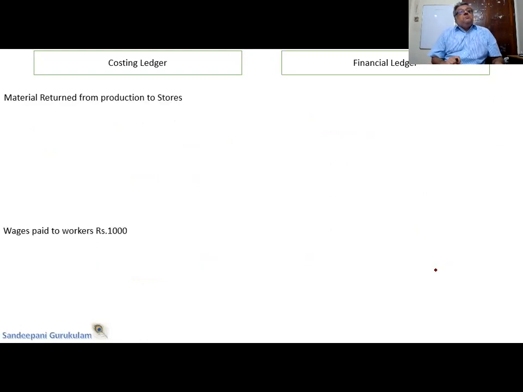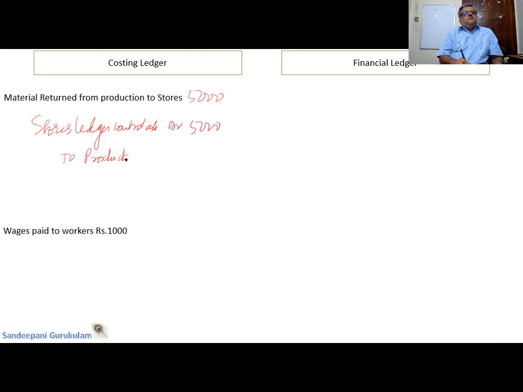Now, materials returned from production to stores. What entry will be used? Stores ledger control account debit, say assuming it is 5,000 rupees, to production overhead control account 5,000. The two elements are available here, so we need not go for general ledger adjustment account. There will be no entry here.